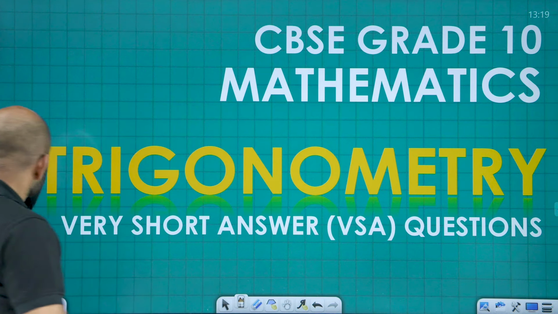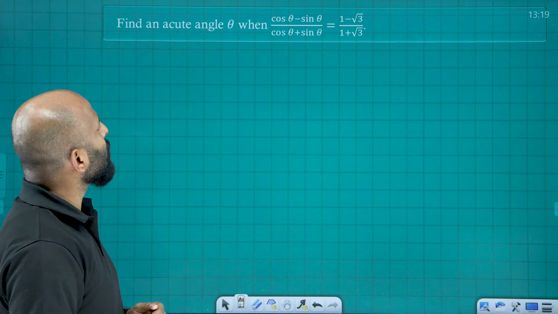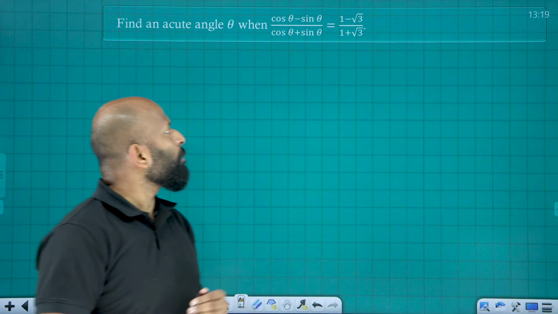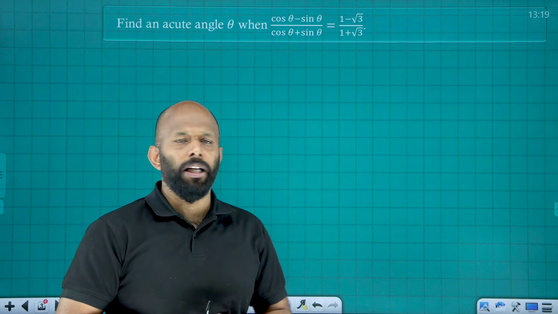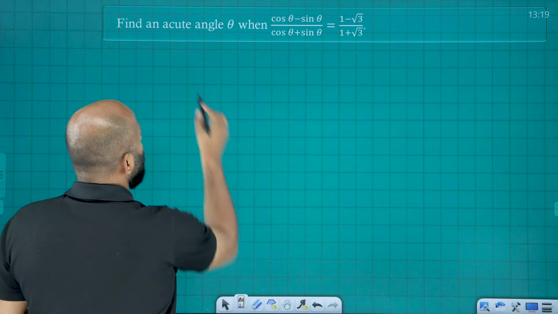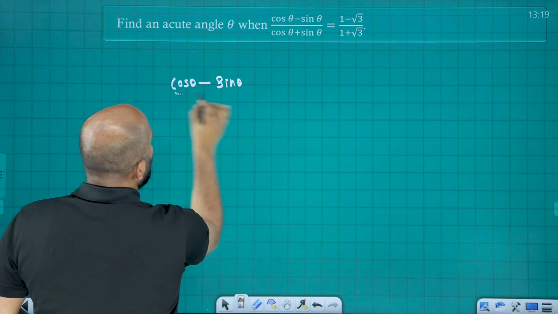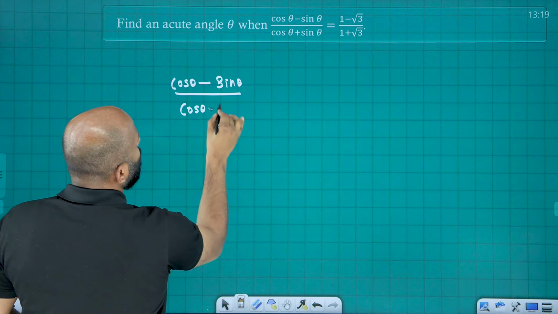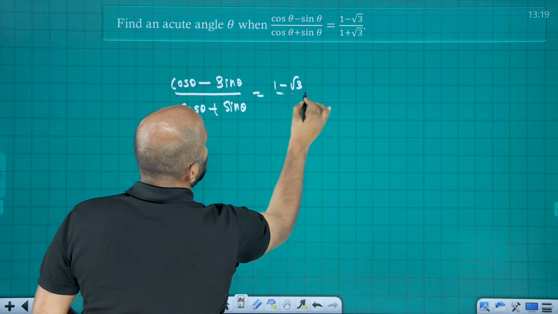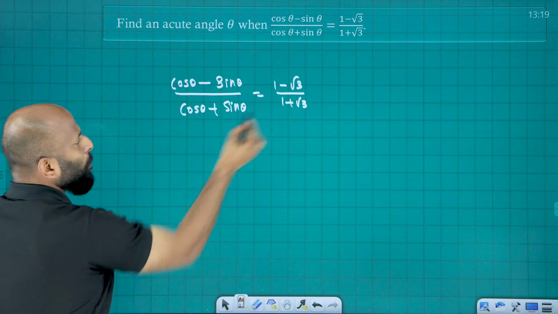Our first question from today's session is: find an acute angle theta when (cos theta minus sin theta) divided by (cos theta plus sin theta) is equal to (1 minus root 3) by (1 plus root 3). This one we can solve with the cross multiplication method. Now we can cross multiply.